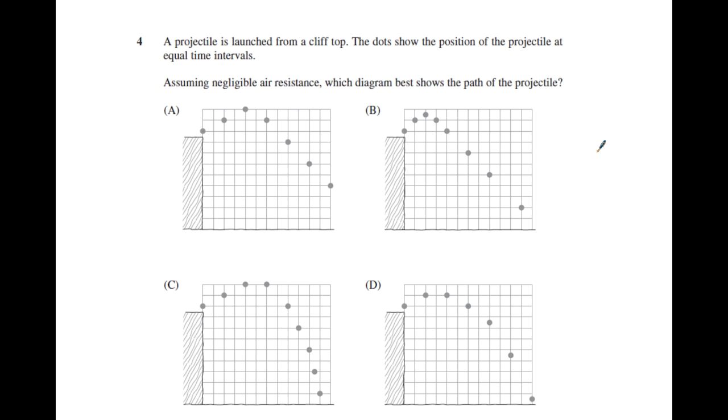So let's look at question number 4. A projectile is launched from a cliff top. The dots show the position of the projectile at equal time intervals. Assuming negligible air resistance, which diagram represents the best path of the projectile? Pause now.